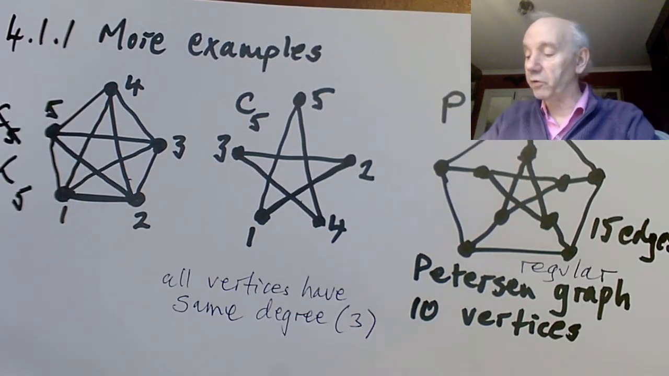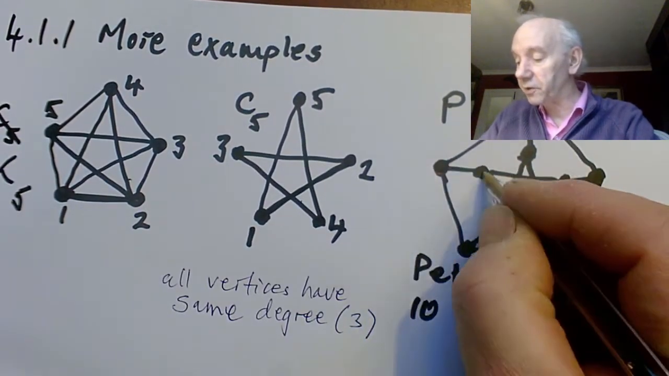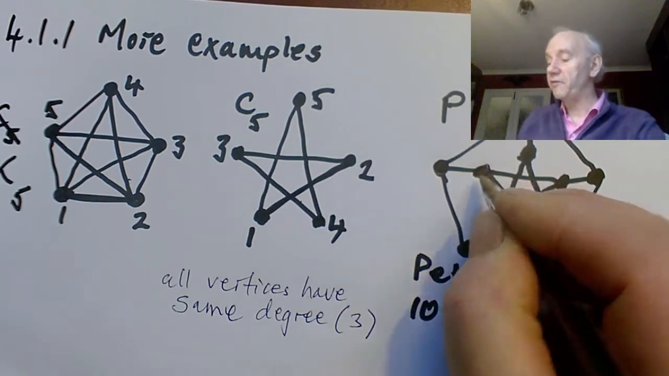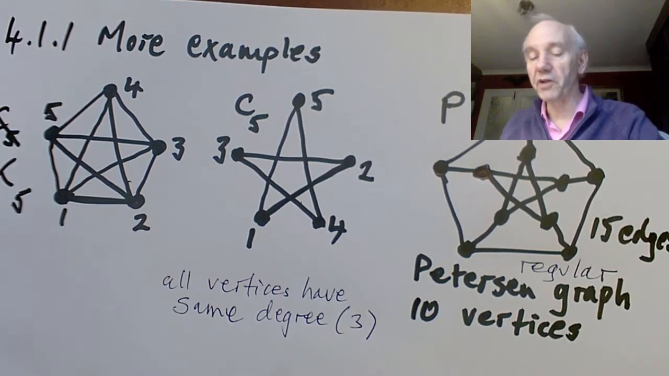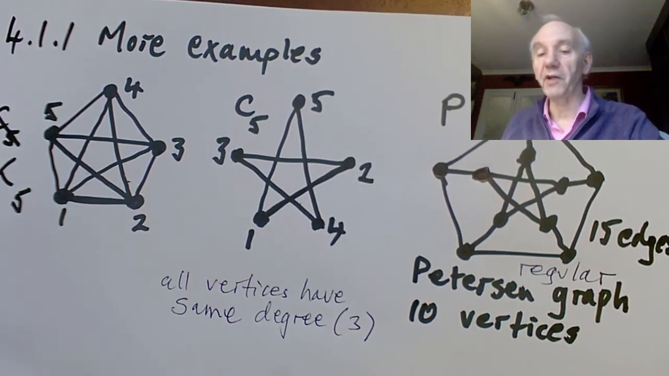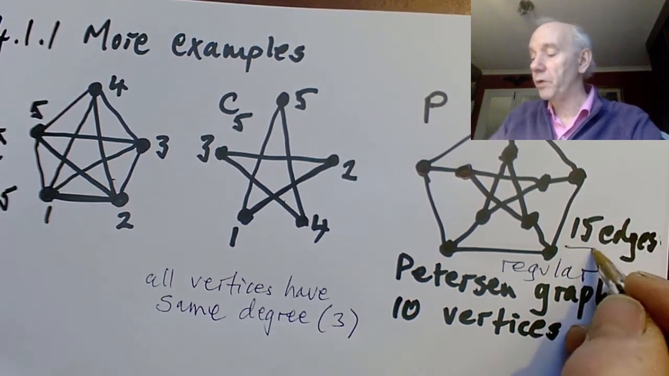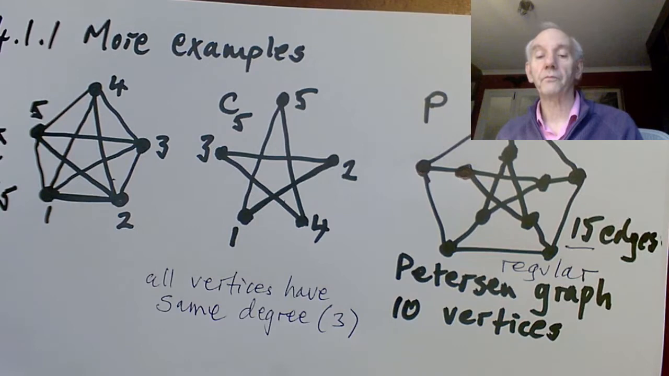And of course, that gives you another way of counting the edges, because if you have 10 vertices, they all have degree 3. That would ostensibly give you 30 edges, but you have to divide by 2, so you get the 15 edges. That's the Petersen graph.